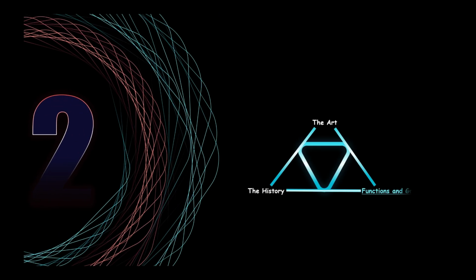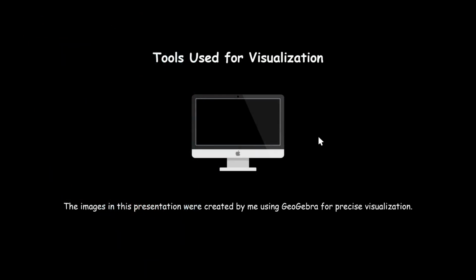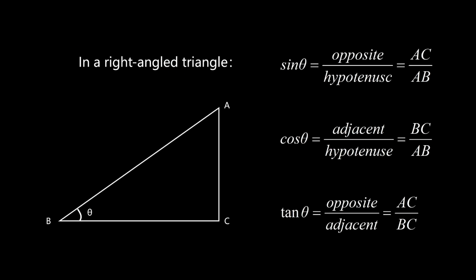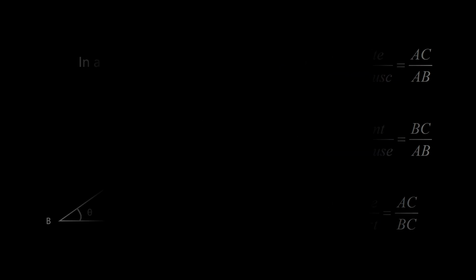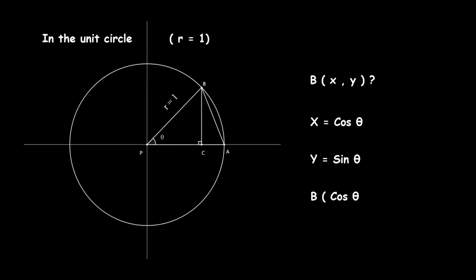Now, let's explore the second section, the functions and their graphs. For precise visualization, I created all the diagrams in this presentation using GeoGebra. First, let's take a look at the definitions of sine and cosine. Building on the sine and cosine definitions in a right-angle triangle, we extend this to the unit circle. Here, a right triangle with radius 1 allows us to define point B's coordinates as cosine theta and sine theta.